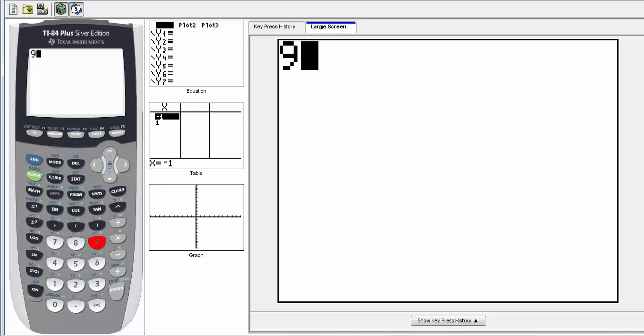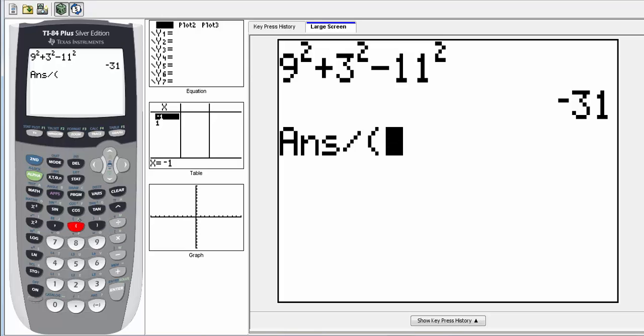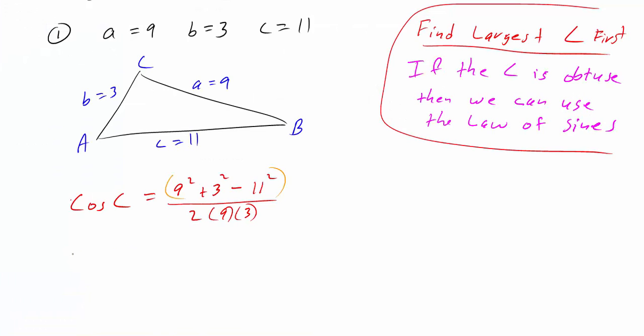We could simply type 9 squared plus 3 squared minus 11 squared, and hit enter so that we make sure we get the calculation, and then we have a negative 31 divided by parentheses 2 times 9 times 3, close the parentheses. Again we have to put parentheses here because we want to multiply the 2, the 9, and the 3 before we divide it into the negative 31. And we get a negative 0.574.